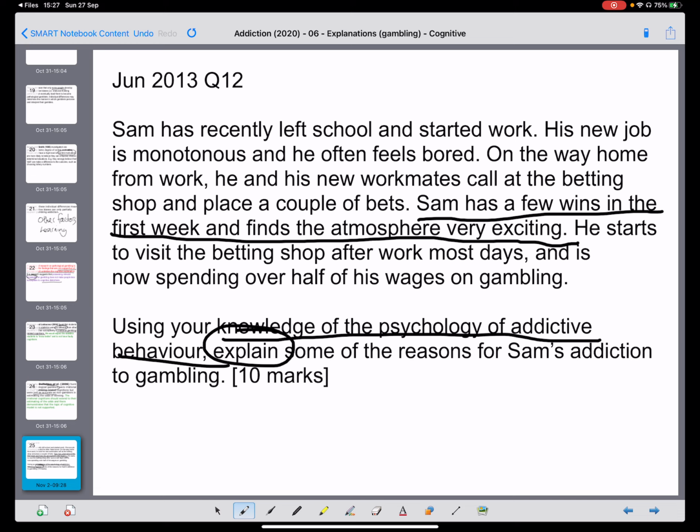Now, the cognitive model is not necessarily as easy to see or certainly easy to explain. But we see at the bottom here that it says, and is now spending over half his wages. So clearly he's not thinking that one through. He's overestimating his wins, underestimating his losses. He shouldn't really be doing this. And of course, this is bad for him. So we can start talking about some of the cognitive biases that he has that are a little bit different to the others. So that's all I need to talk about in terms of content here.